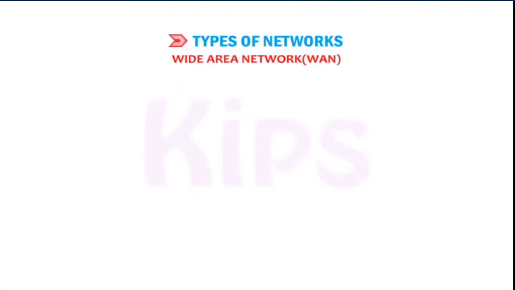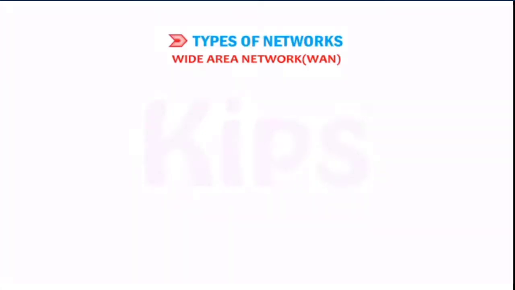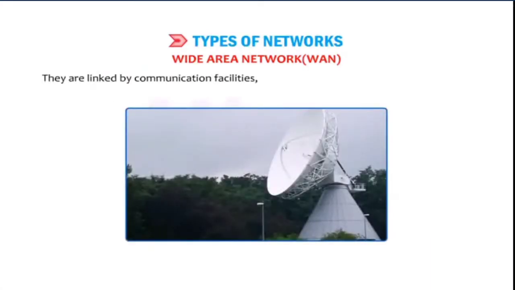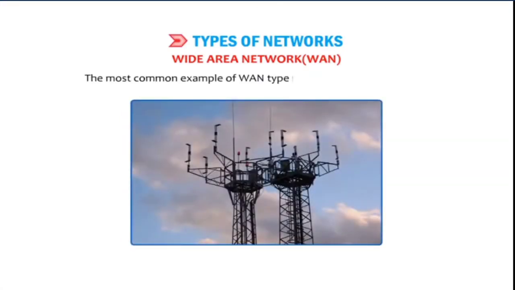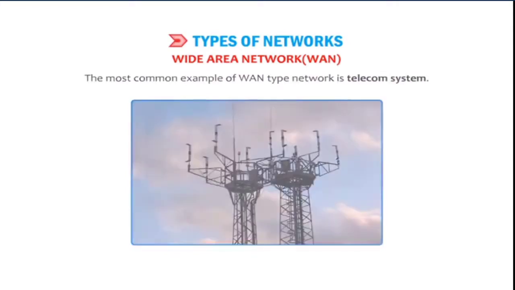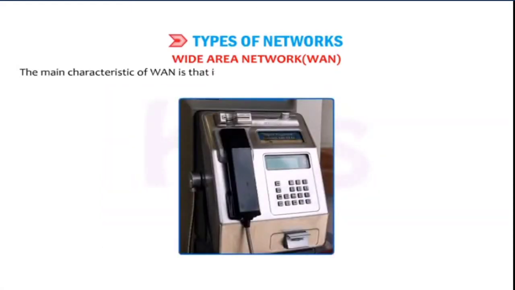Wide Area Network, WAN. This kind of network connects two or more computers located at distant places. They are linked by communication facilities like telecommunication or satellite signals. The most common example of WAN-type network is telecom system. The usage of WAN is limited to very large organizations and government agencies. The main characteristic of WAN is that it requires a public telecommunication media to transfer data.